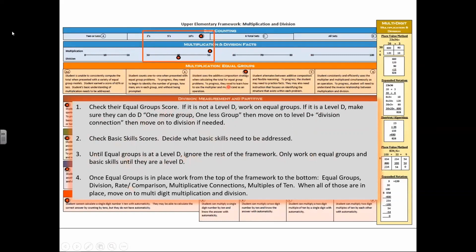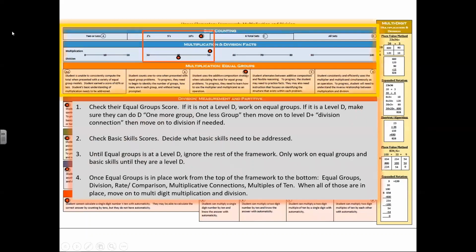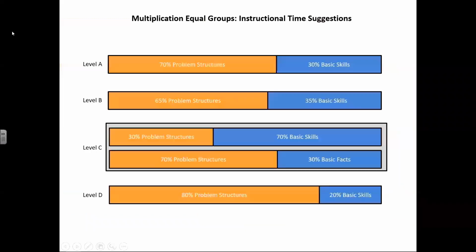You only work on one structure at a time because the way this framework is designed, it goes from the top to the bottom. You have to have equal groups in place to have division. You have to have division in place to have multiplicative reasoning or multiplicative connections in place. So all these things are connected to each other, okay? Your focus is just going to be on this top area, and then the rest will go. Once equal groups is in place, work from the top to the bottom: equal groups, then division, rate, multiplicative comparison, connections, multiples of 10, and so on.